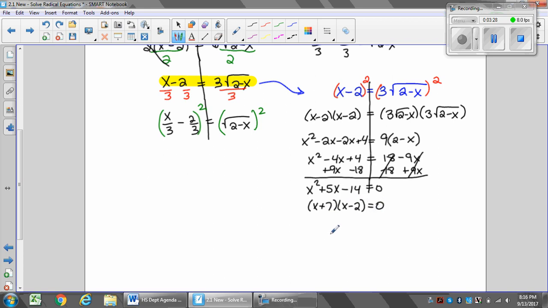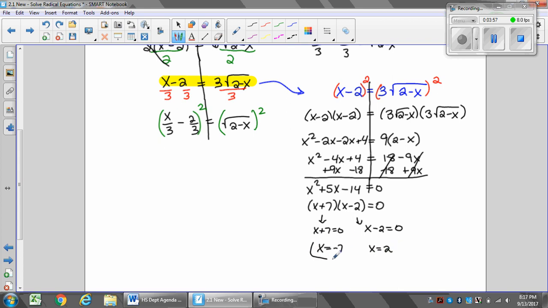Now remember, factoring a quadratic is just a number puzzle. We're thinking of two numbers that multiply to negative 14, add to positive 5, hence plus 7 and minus 2. From here, I would set each factor equal to 0. Subtract 7 from both sides, and I get x equals negative 7 and x equals 2.